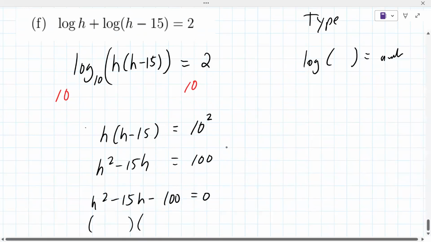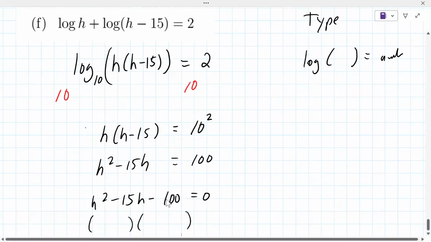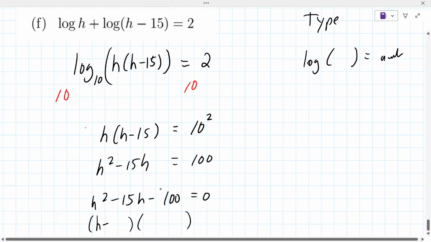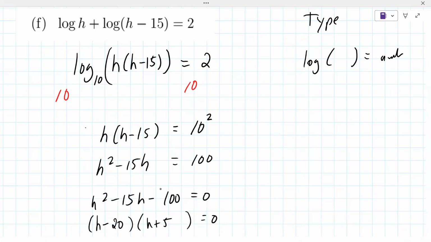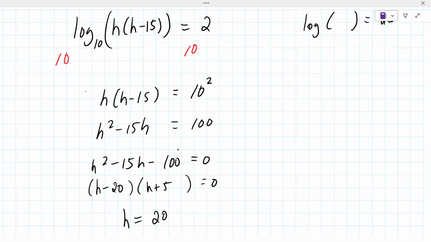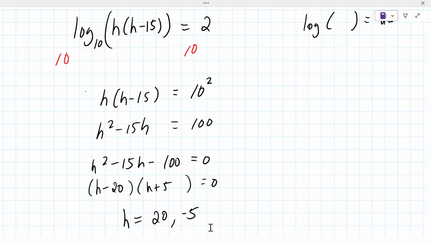and then you have to be able to factor this. How's your factoring? I'd say pretty good. So it'd be negative, wait, yeah, h minus 20, and then h plus 5. Okay. So if you do this, you will get only half credit because one of these is probably extraneous. And then you just plug it back in.